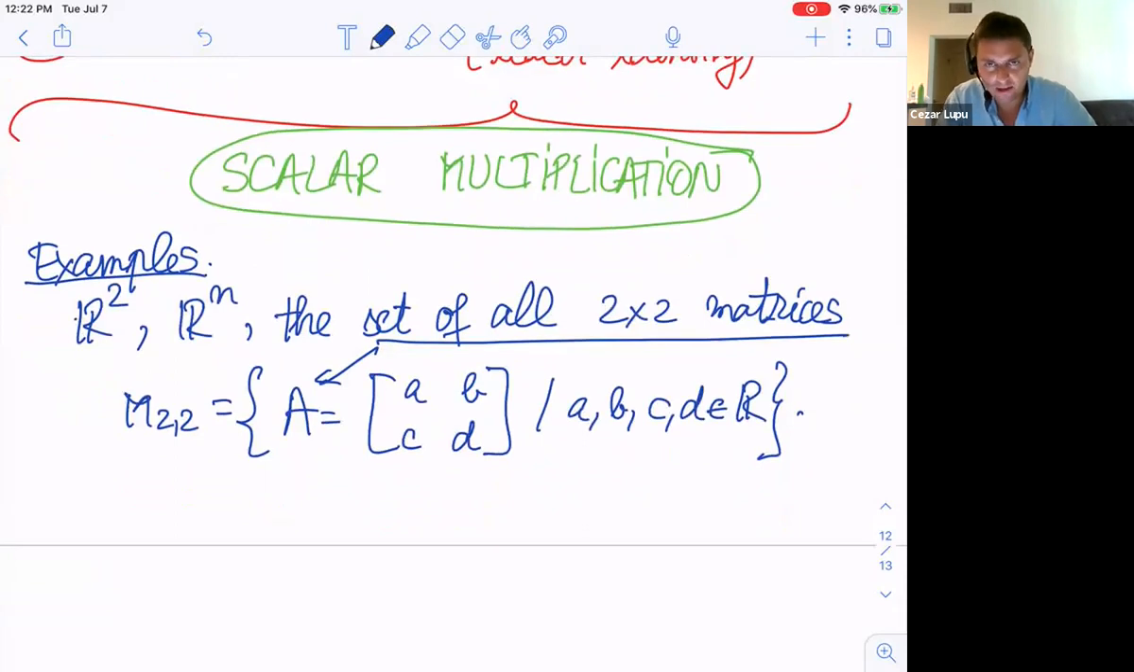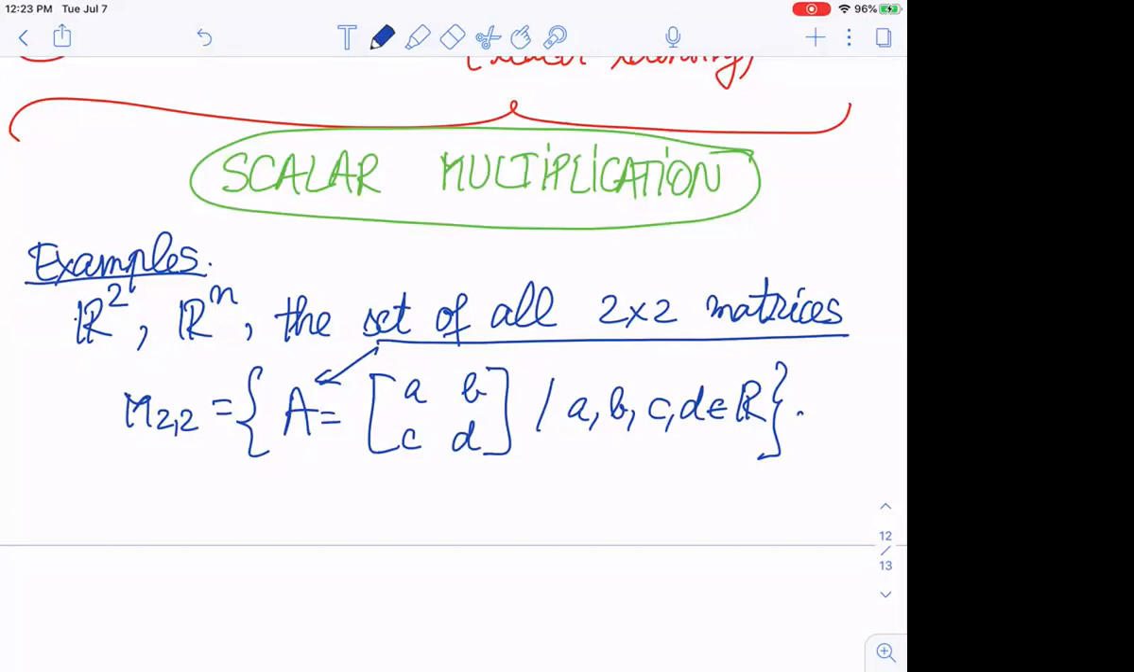So there are plenty of examples. Almost everything you see is a vector space. But there are some which are not a vector space.